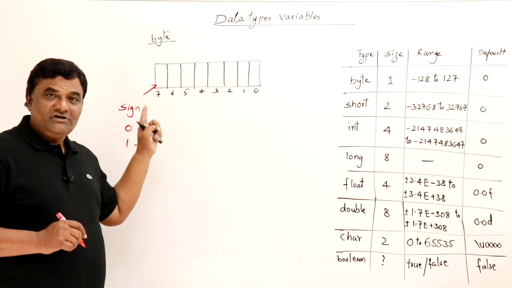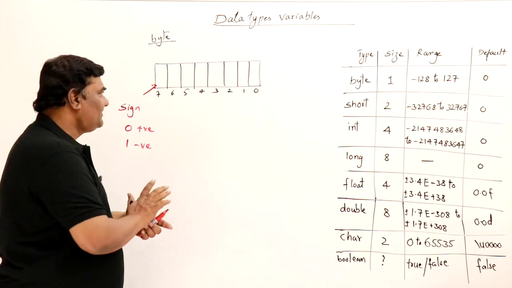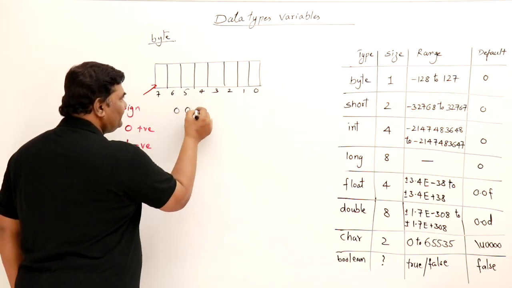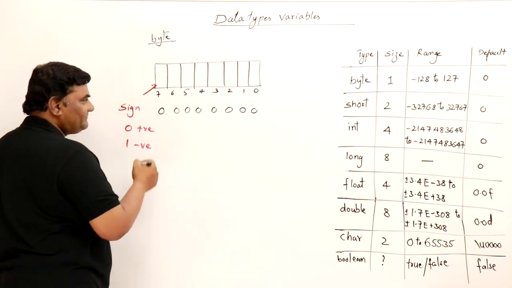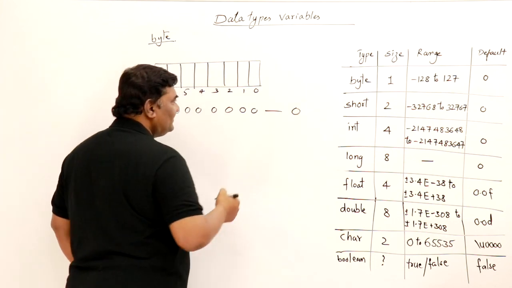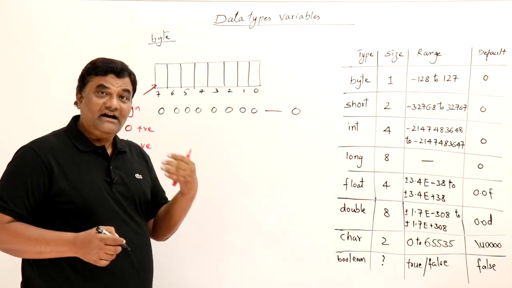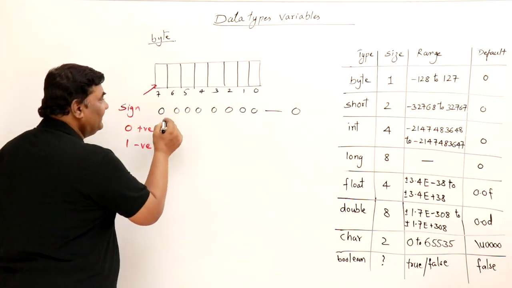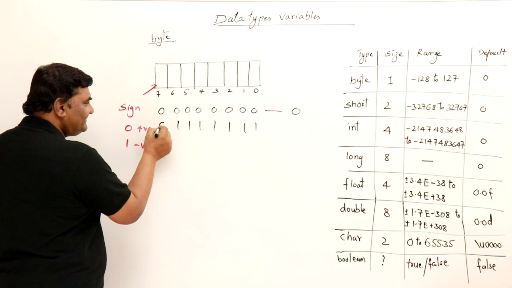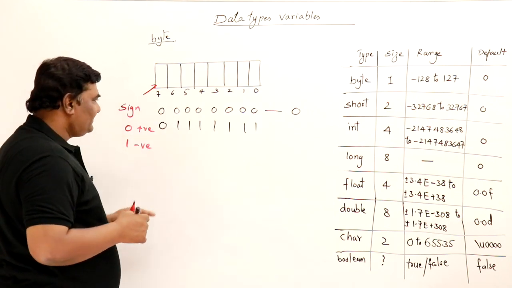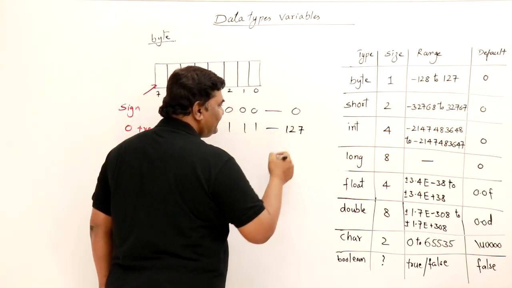So a number can be stored only in 7 bits. In 7 bits, what is the minimum number that can be stored? It can be 0, 0, 0, all zeros, and this is the sign bit, so this is also 0. It means it is positive. So what is this value? This is 0 in binary form, and in decimal form it is 0. Then what is the largest value that we can have in all these 7 bits? This is 1, 1, 1, 1, 1, 1, 1, all ones, and this is positive, so the sign bit is 0. Then what is this equal to? This is equal to 127 in decimal form.